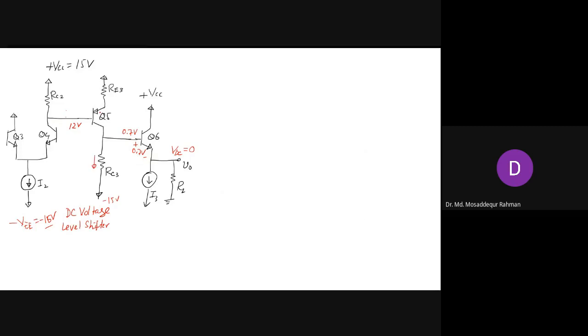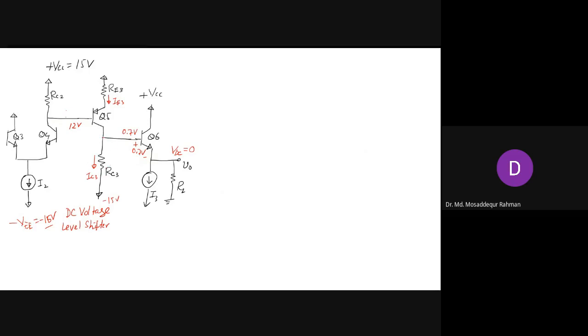This is our direction of the current because this is IE, given how the transistor is connected. So this is a PNP transistor, so the current is flowing in this direction. There is I3, so you have I3 flowing in this direction. That will be IC, right? IC3.